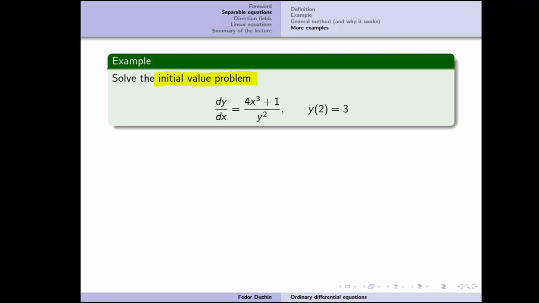So the first thing to do is we still have to separate the dependent variable from the independent variable. So we are going to multiply the whole thing by y squared and by dx. So then the left hand side becomes y squared dy, and the right hand side becomes 4x cubed plus 1 dx. Then we should introduce the integration. Alright, now y squared dy. The integral of y squared is y cubed over 3. The integral of 4x cubed is x to the 4. The integral of 1 is x, plus constant.